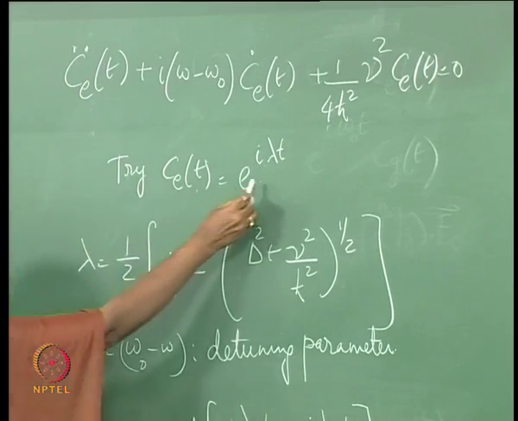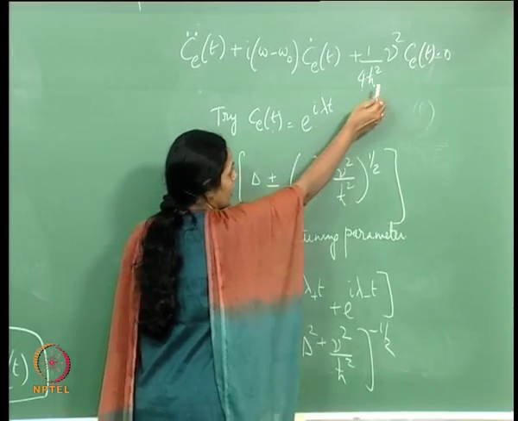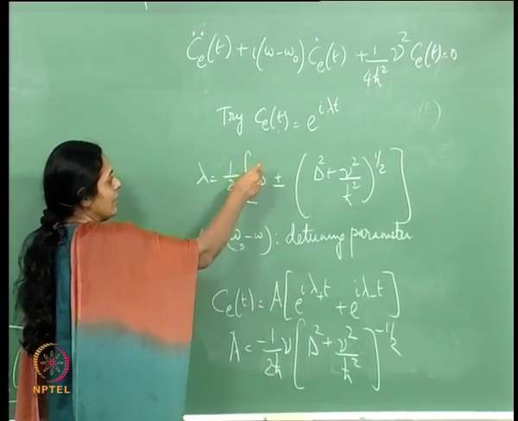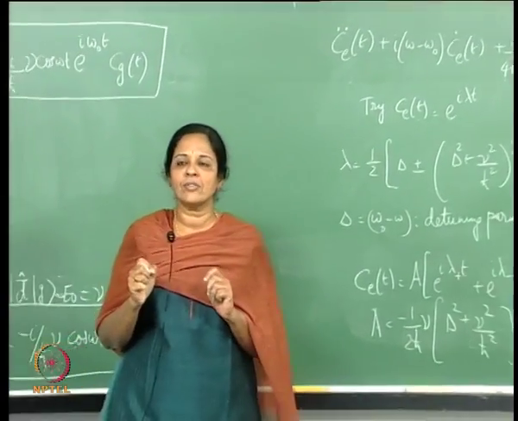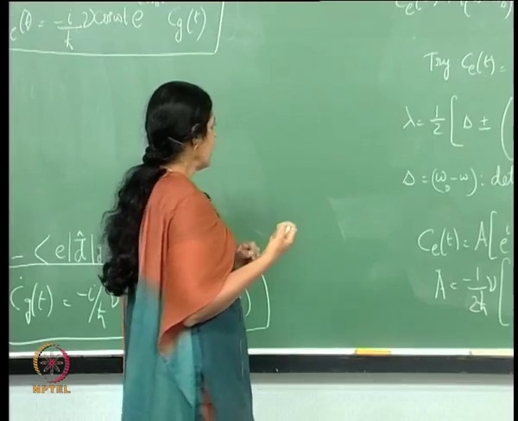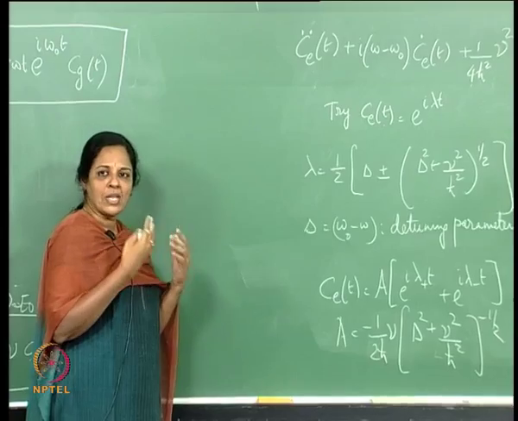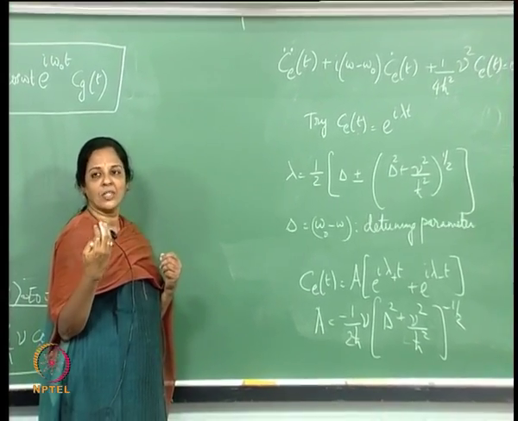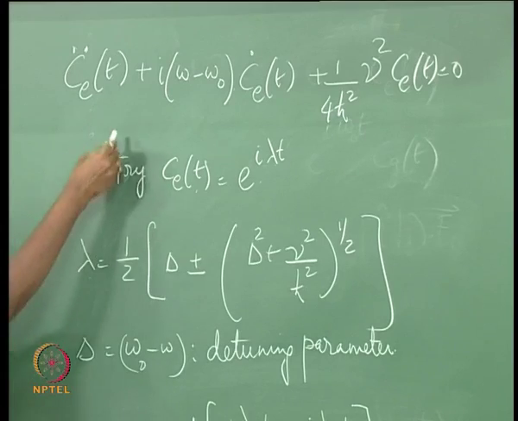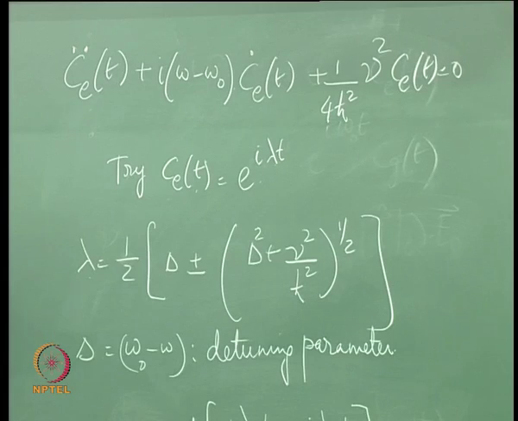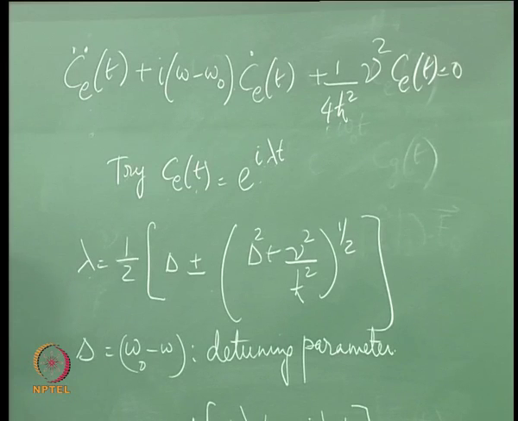This second differential will bring down a lambda squared. The first differential brings down a lambda, and then of course there is an e to the i lambda t, but the e to the i lambda t will cancel out all over, and you just have a quadratic for lambda. So, it is an equation which involves lambda squared, lambda and a lambda independent term, and therefore it has two roots. I will leave this to you as a simple exercise. Just plug in Ce of t to be that and obtain the value of lambda.